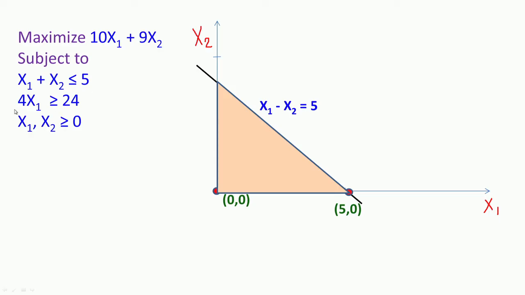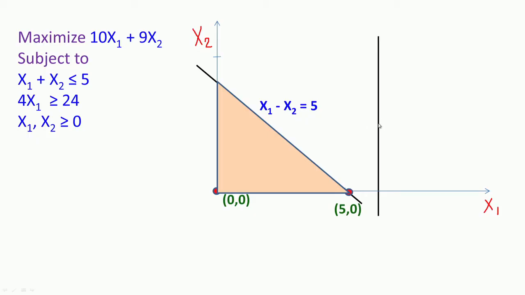Now, we draw the second constraint, 4x1 equal to 24 or x1 equal to 6. Now x1 equal to 6 is a line parallel to the x2 axis or the y axis passing through the point x1 equal to 6, and this point is 6, 0. So, this is 6, 0 and this is the line for 4x1 equal to 24. Now, we have to find out the region which satisfies the inequality.